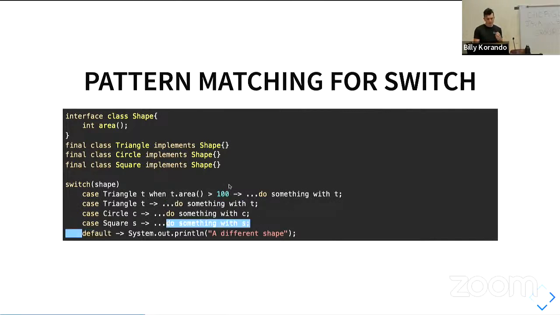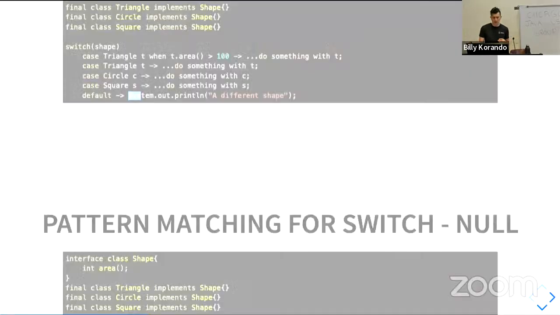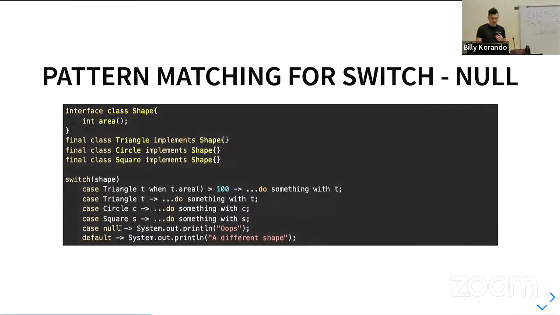In this example, this switch is a statement, but even though it's a statement, it still needs to be exhaustive. So in this case, I have a default case as well. We can also see how we can handle null directly within the switch. If there's a concern that shape could possibly be null, instead of wrapping this in an if statement to say if not null, then we run the switch, we can handle it directly within the switch itself, which is just that much easier and cleaner to look at for other developers.